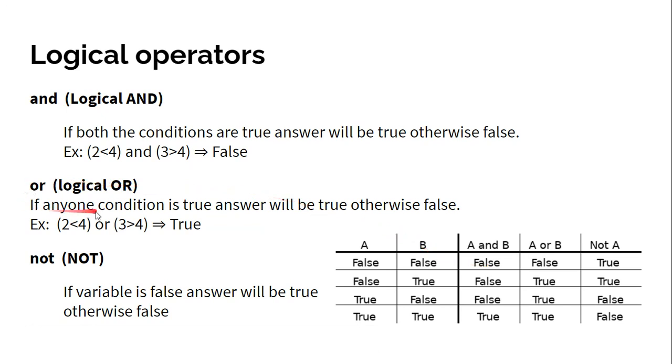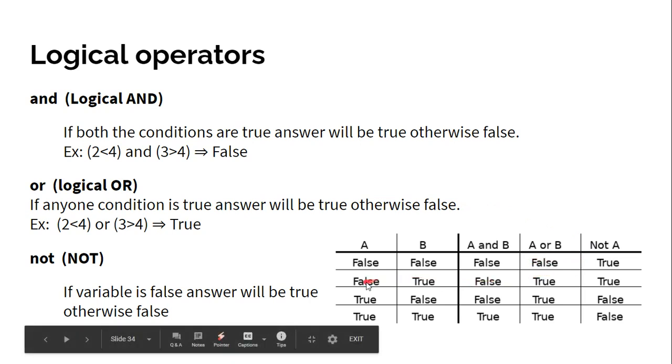Next is OR. If any one condition is true, it will return true, otherwise false. So what does the OR operator do? If either A or B is true, it will give you true. If both are true, then the OR operator will be very happy, very happy.